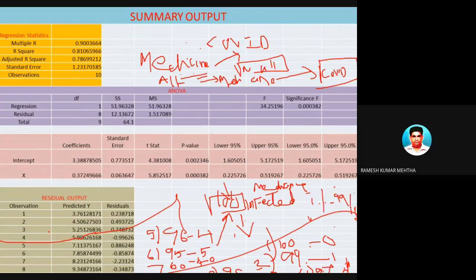Means what? If this particular medicine can cure 99% of the cases, and 1% is okay, if it is able to cure 99%, this medicine is okay. Whereas if 60 people are dying and 40 people are getting cured, means out of 1 lakh who have consumed this particular medicine, 60,000 are going to die and 40,000 are going to survive. This is not a good medicine.